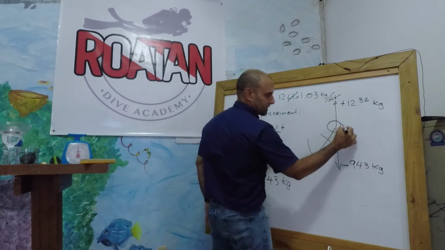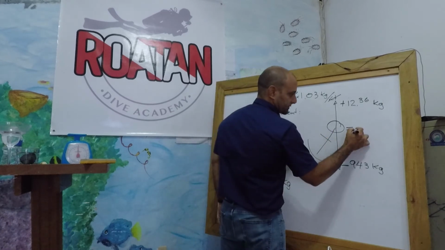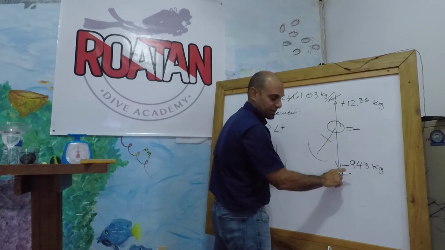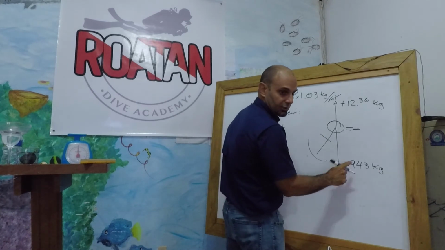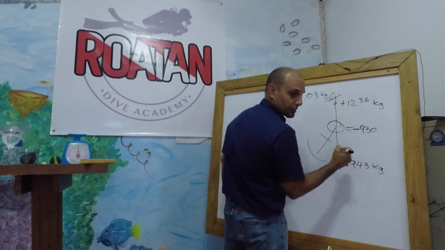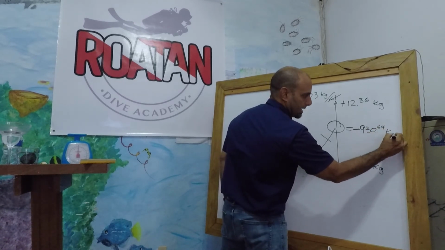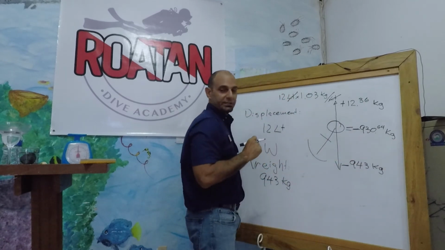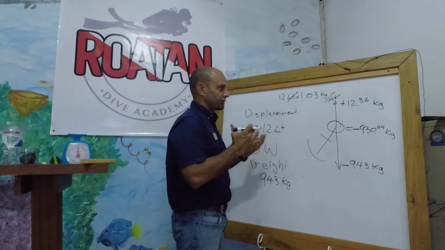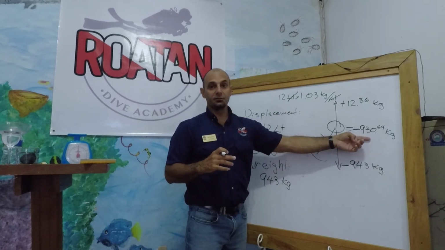Okay, so now we have the two forces, the negative and the positive, in the same unit. So we can calculate the balance of those two forces. The resulting force we know is going to be negative because this is the largest force. So the resulting is going to be 930 kilograms, 0.64 kilograms, I'm sorry, 930.64 kilograms, negative.